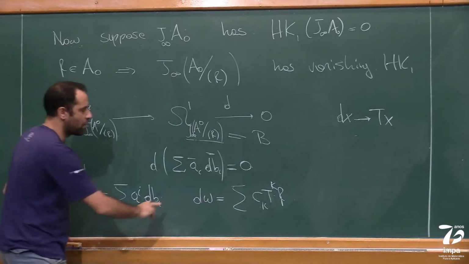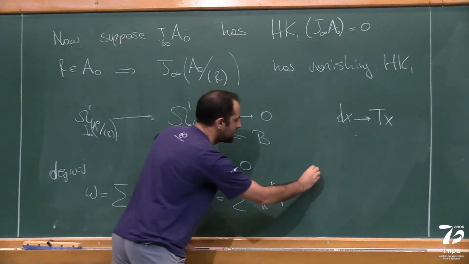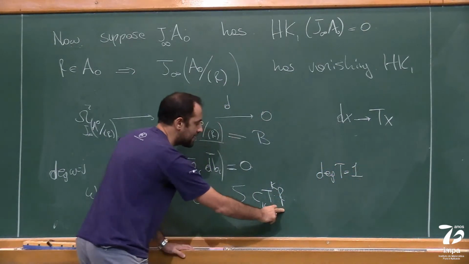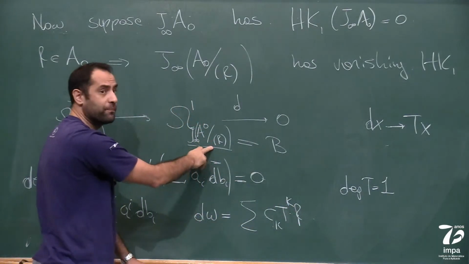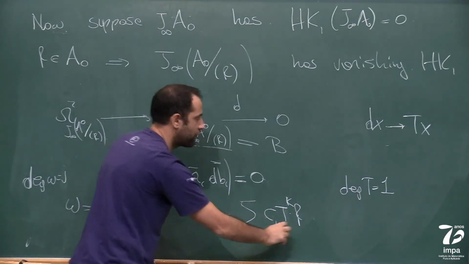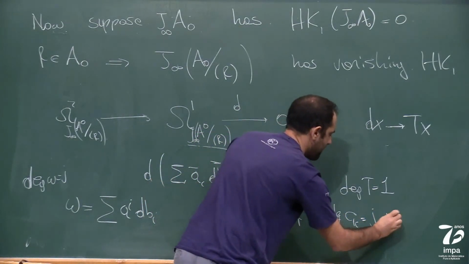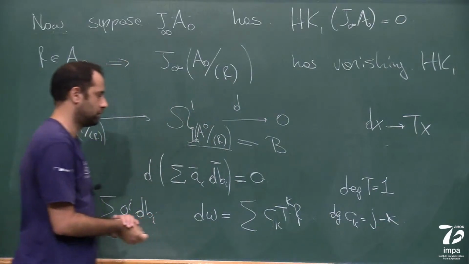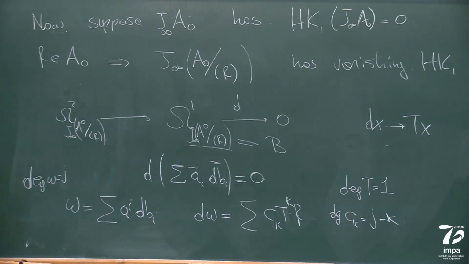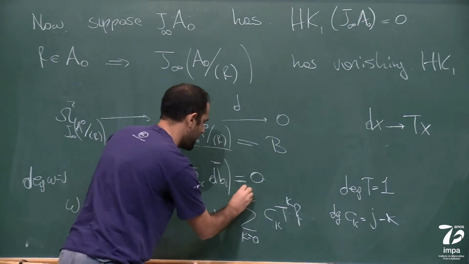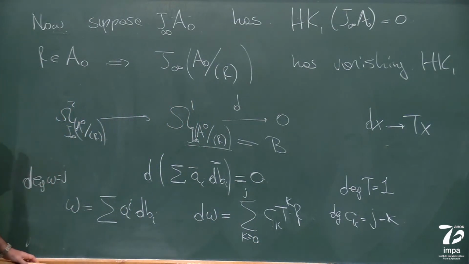Okay. So now the t is of degree 1. f was in degree 0, this guy has degree k, therefore ck has degree j minus k. Here, k goes from 0 up to j, I suppose. The degree of omega that I took was j.